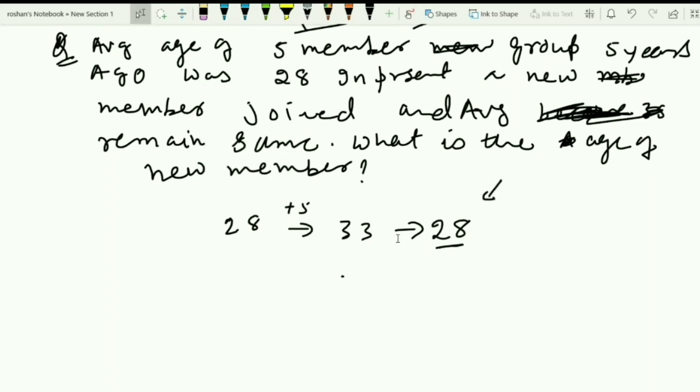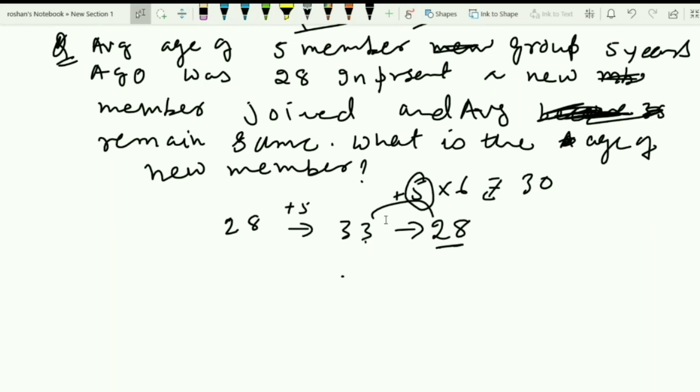Itta to sabko samajh mein aa gaya. Ab kitna less hua hai? 33 mein se 28 nikal do to kitna less hua? 5 less hua. Now this 5 less for each of them. 5 was there. Now one more member. So total members in the group now is 6. So for 6 members, 5 is the difference. So this will be 30.